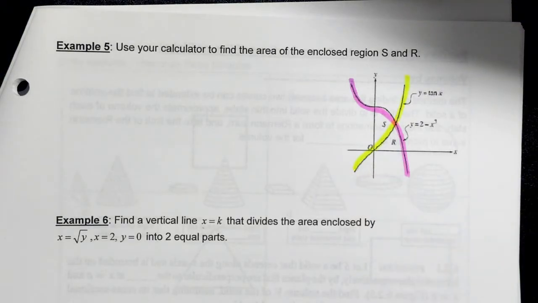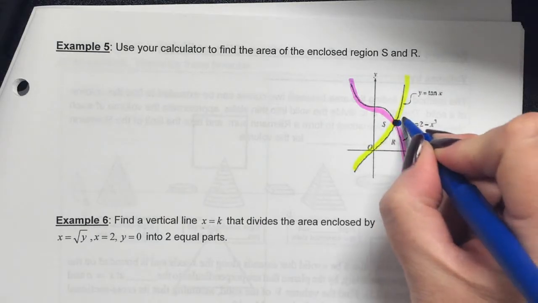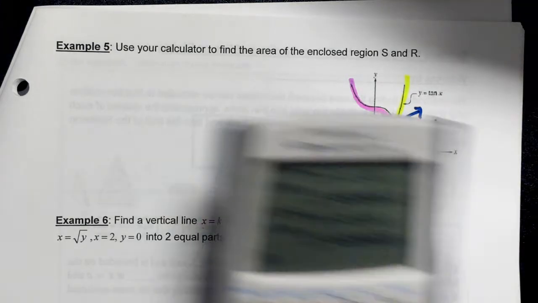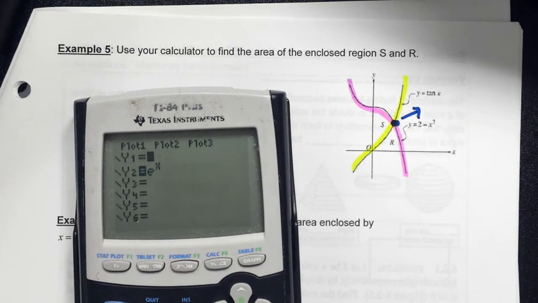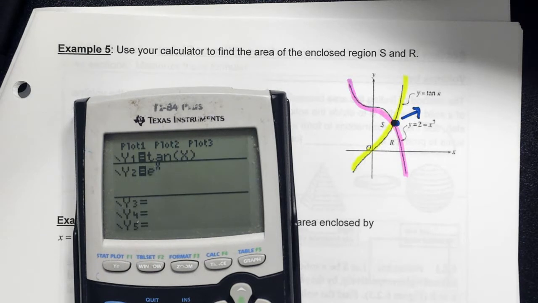What do you think the first step's going to have to be before you do anything? What do you have to find? You have to find the point of intersection. So we have to find this point of intersection first. So again, when I go to my y equals, I'll type in tangent of x under y1, and then I'm going to type in 2 minus x to the third under y2.